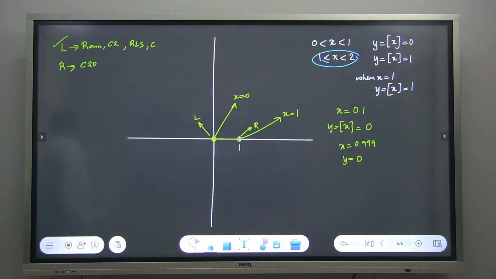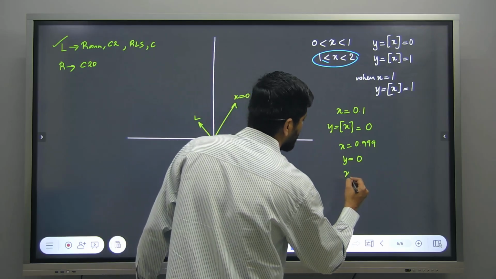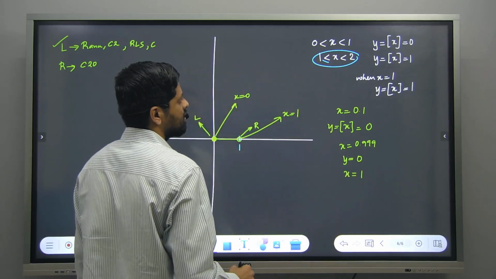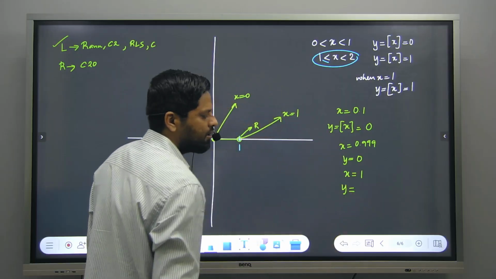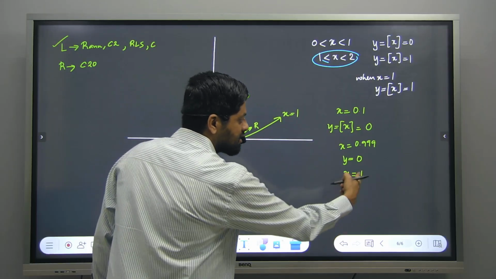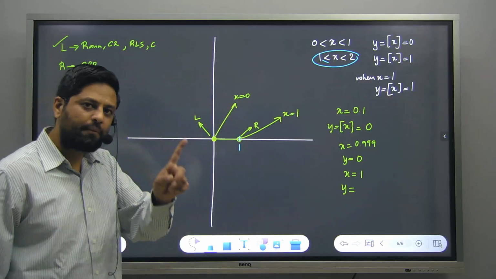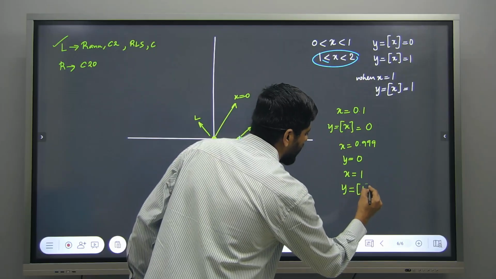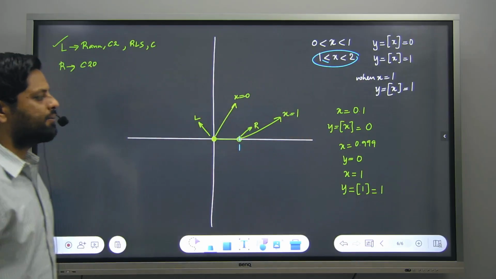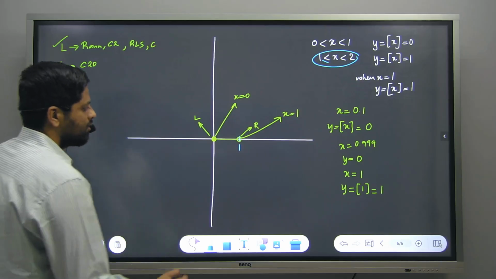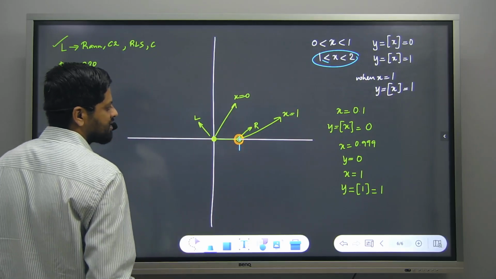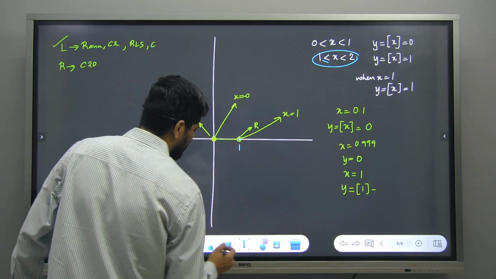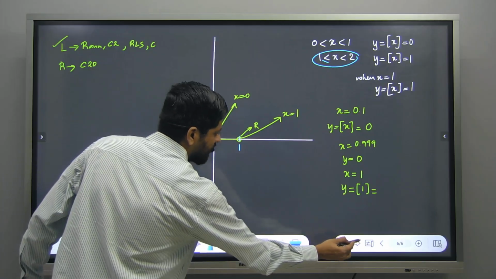But what happens at x equal to 1? When x becomes equal to 1, what about the value of y? Can it be 0? No, when x is equal to 1, y becomes 1. So, is y 0? Y is not 0 when x is equal to 1. That is why we are not including that point.